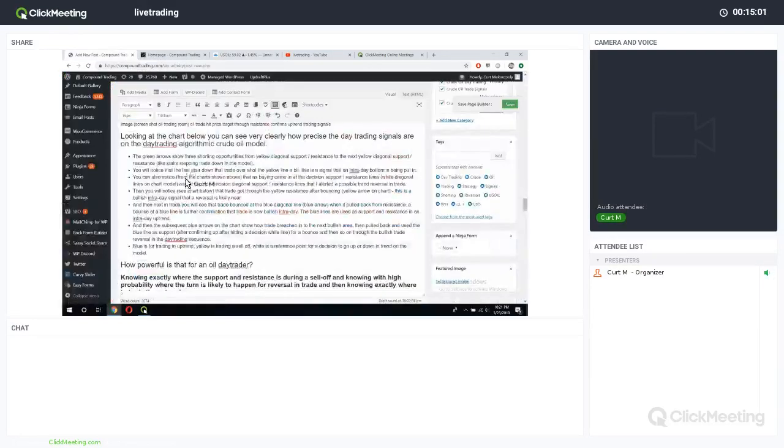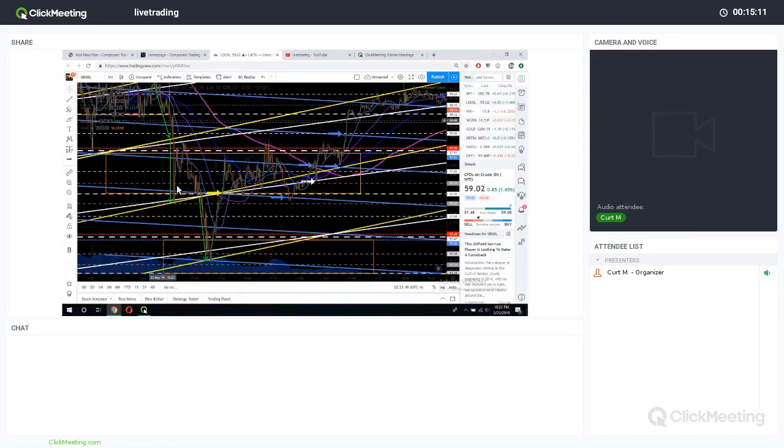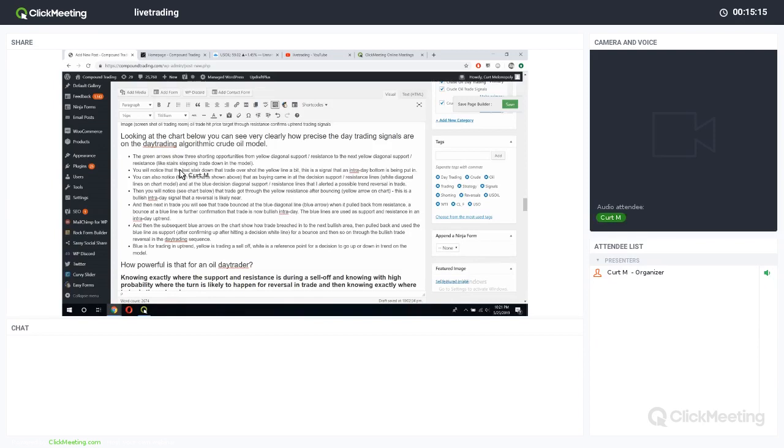So in the post, the green arrows show 3 shorting opportunities from yellow diagonal support resistance to the next yellow diagonal support resistance, like stair stepping down in the model. So that was this part here. Very predictable, very clean, very precise. You'll notice that the last stair down, that trade overshot the yellow line a bit. This is a signal that an intraday bottom is being put in.